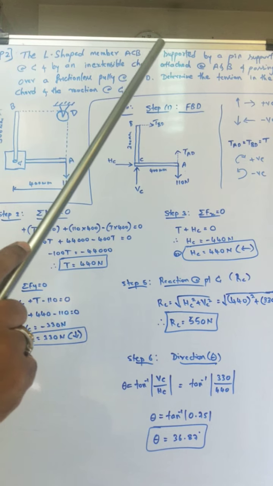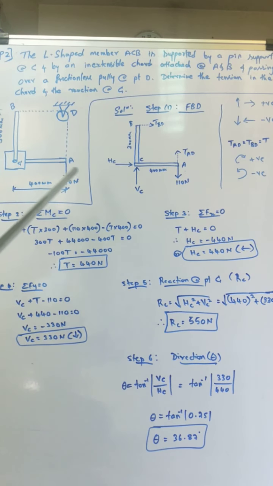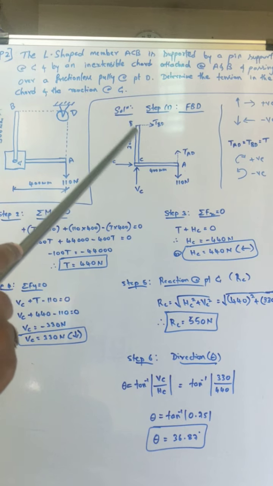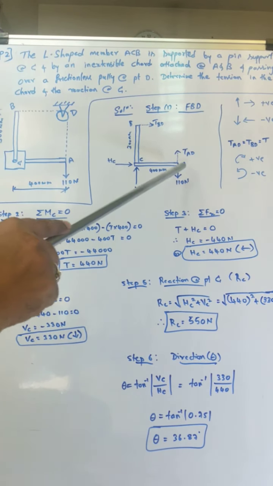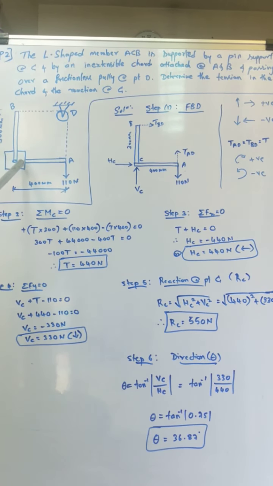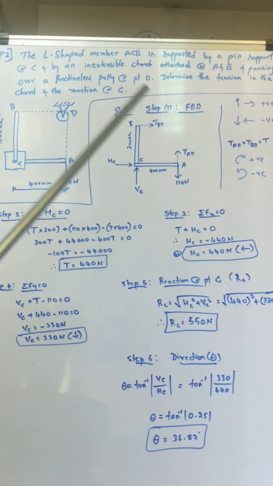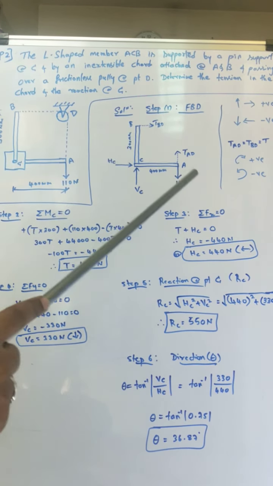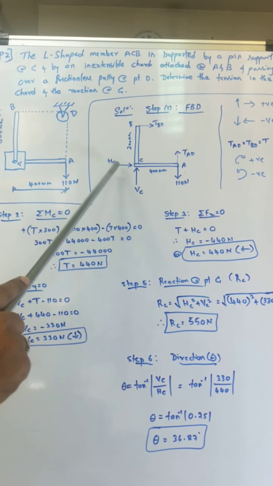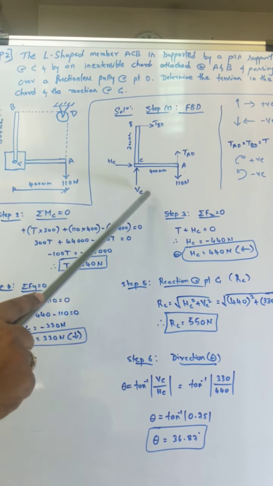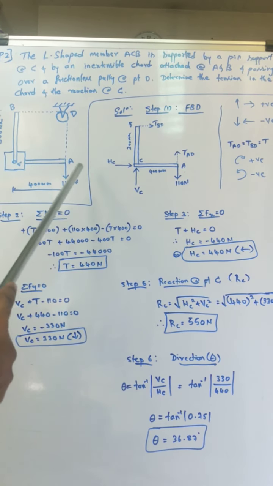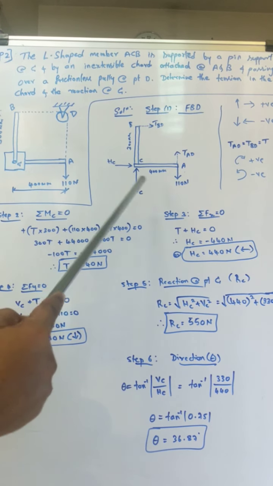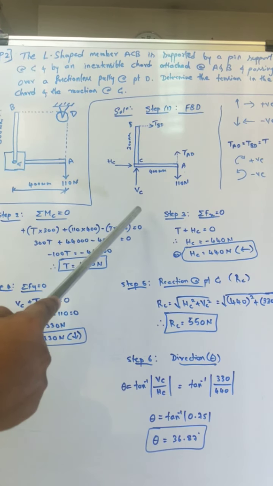You know what a free body diagram is. I'll show all the different forces, whether active forces or reactive forces, in the free body diagram. I have taken this L-shaped member. Since it is a pin joint, two forces will be acting: one horizontal force and another vertical force. I am showing the horizontal force as HC and the vertical force as VC. I am taking HC in the right direction and the vertical force VC in the upward direction.